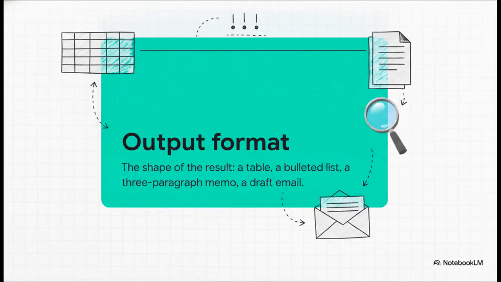And finally, the 5th vital organ, output format. This simply defines the exact physical shape of the result you want. Whether you need a perfectly clean data table, a snappy bulleted list, a highly formal 3-paragraph memo, or just a draft email. Stating this right up front is going to save you an entire iteration of frustrating back and forth.